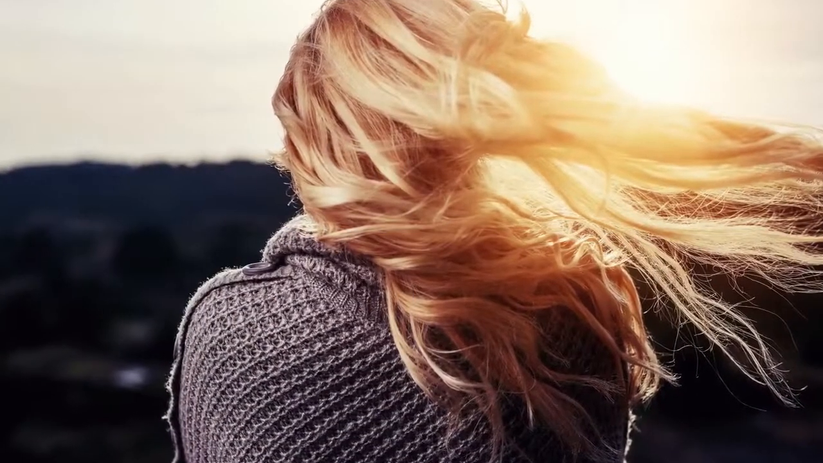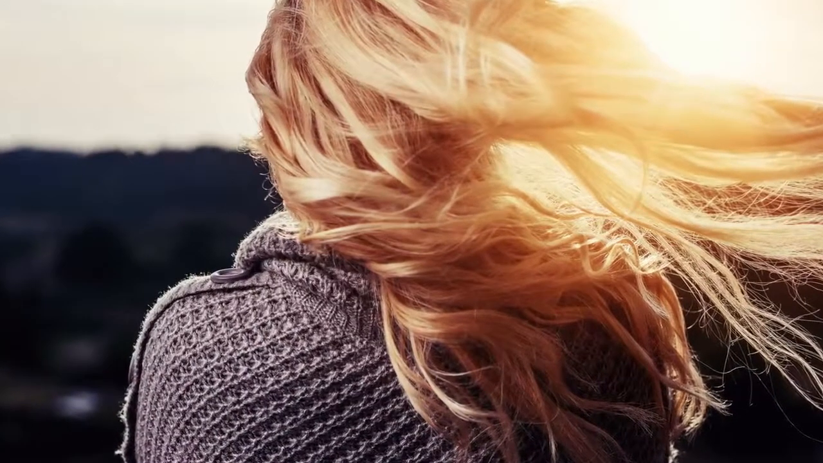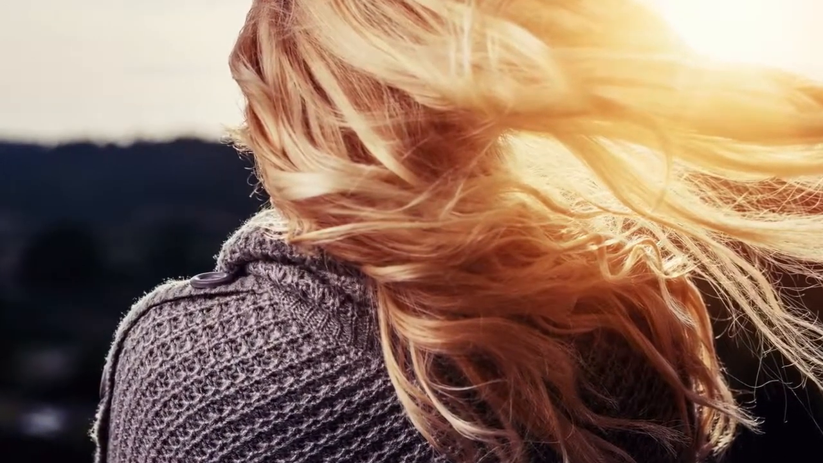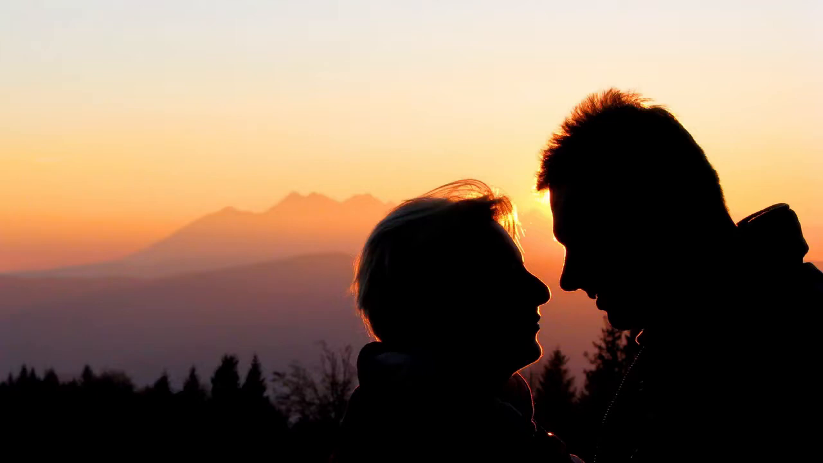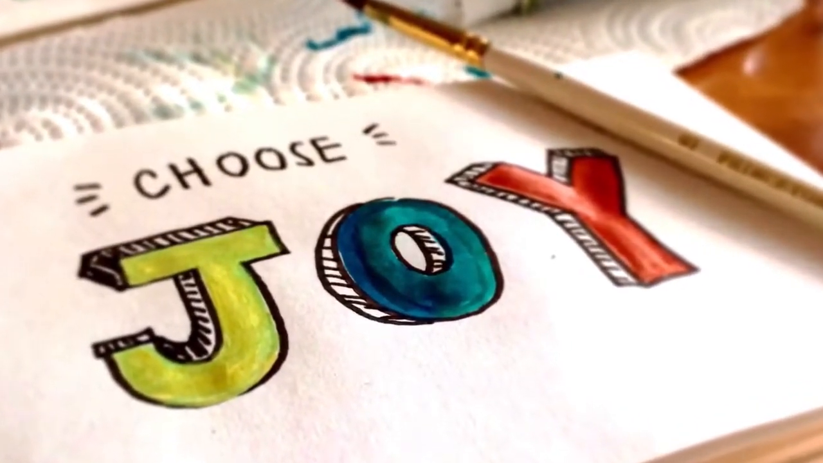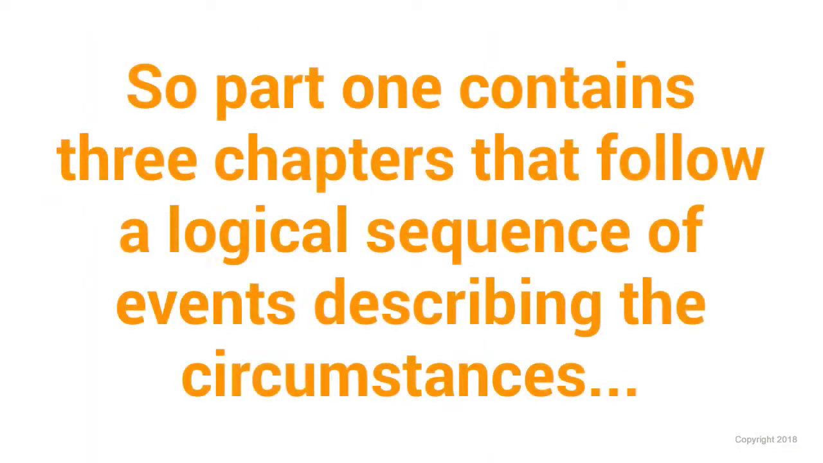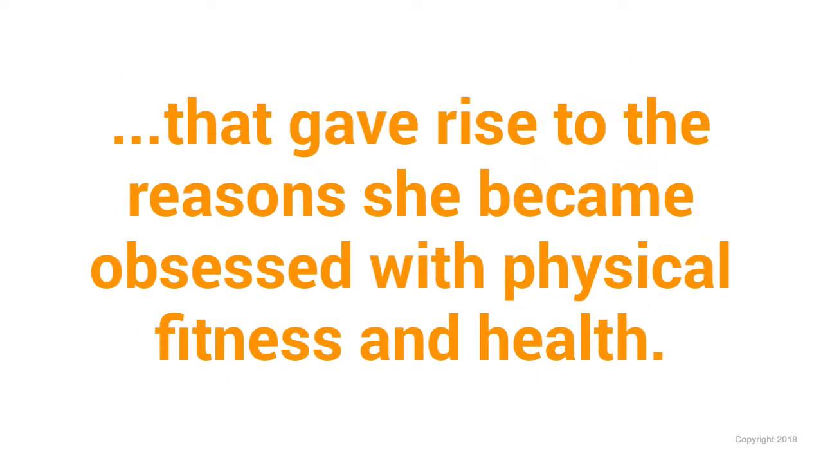This is the story of a woman who lived almost 40 years of her life hiding her unhappiness behind a fit and healthy-looking body, social accomplishments, and relationships. However, finding joy was a secret she never gave up on. Part 1 contains 3 chapters that follow a logical sequence of events describing the circumstances that gave rise to the reasons she became obsessed with physical fitness and health.